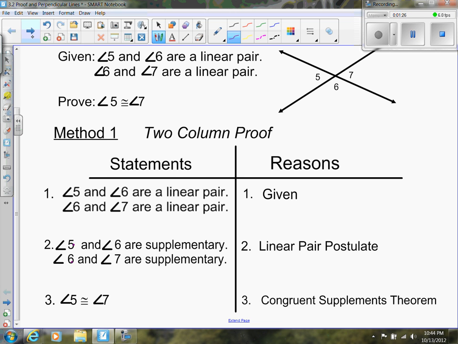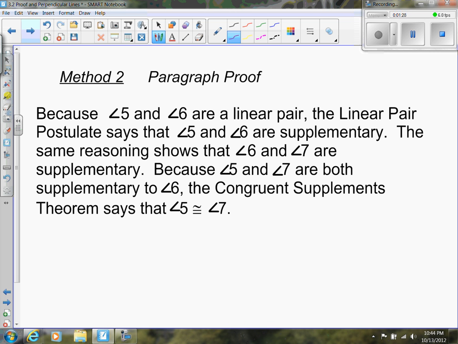Now, we could have also done this with a paragraph proof, and it's basically what I just said in the last one, how I read it. Sometimes you give your statement first and then give the reason, and sometimes you say, here's a reason, and this is what we can conclude. But basically, it's just how you would say it. If you're making a paragraph proof, you'd want to probably first do it in a two-column proof and then rewrite it. The longer the proof, the more likely it is going to be written in a paragraph proof.